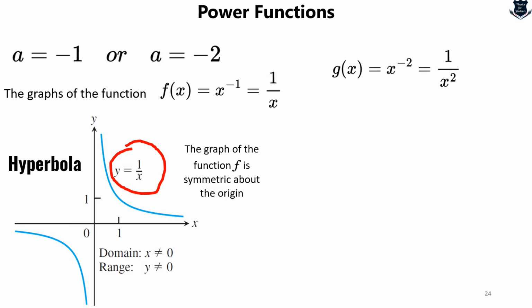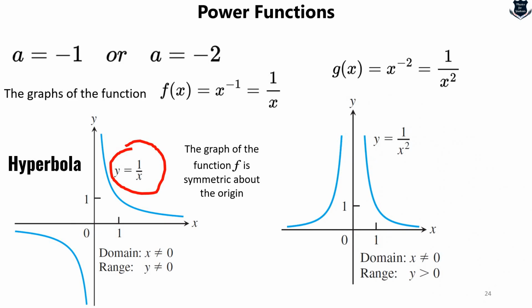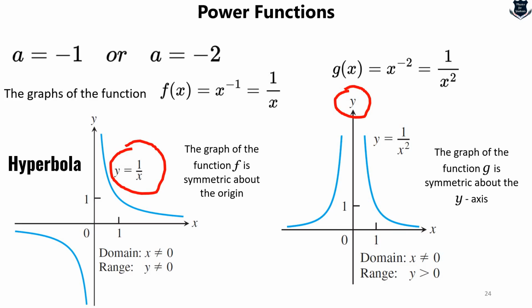Now if I take the next one, for example g of x, which is 1 upon x squared, it will look something like this. Here you can see the graph of the function g is symmetric about the y-axis. So earlier the function was symmetric about the origin, and here it is symmetric about the y-axis.